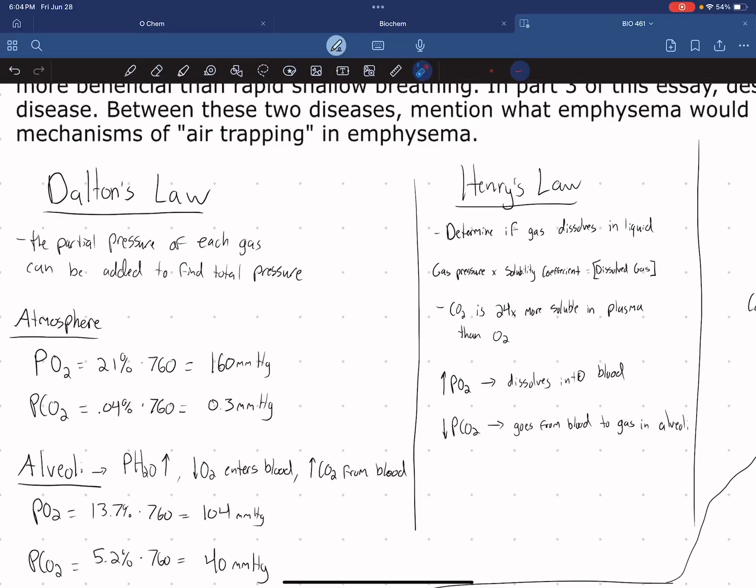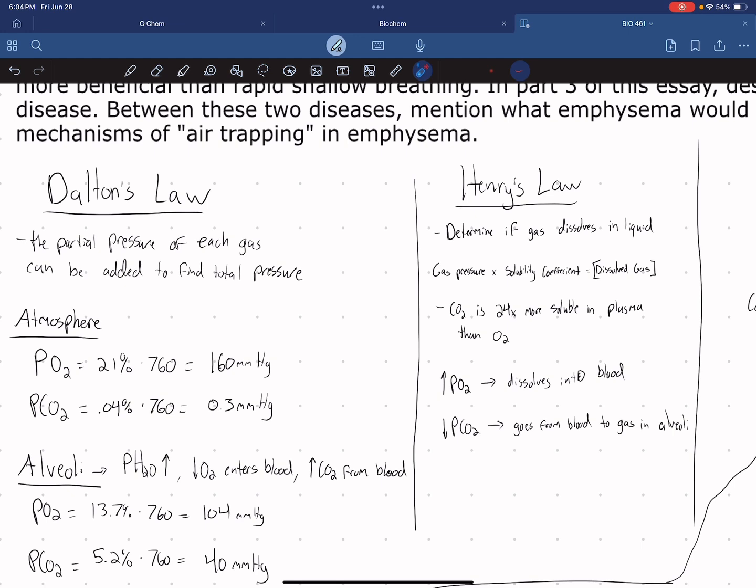Okay, so the final question for this section, this batch of questions asks us to talk about Dalton's law and Henry's law. So these are kind of the gas laws that are important in respiration when we talk about the lungs. So first we'll start with Dalton's law. So this says that the partial pressure of each gas can be added to find the total pressure.